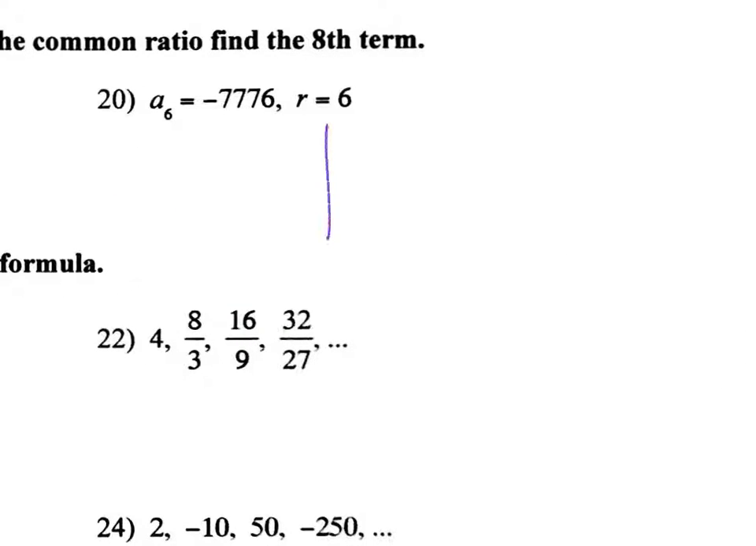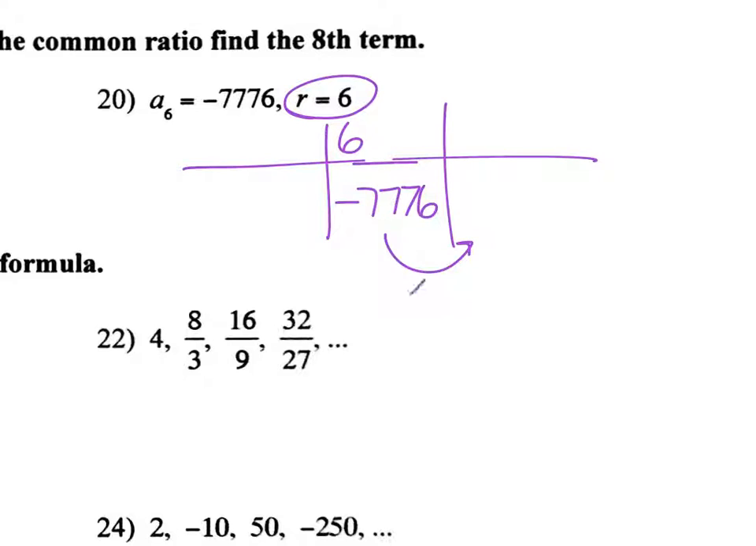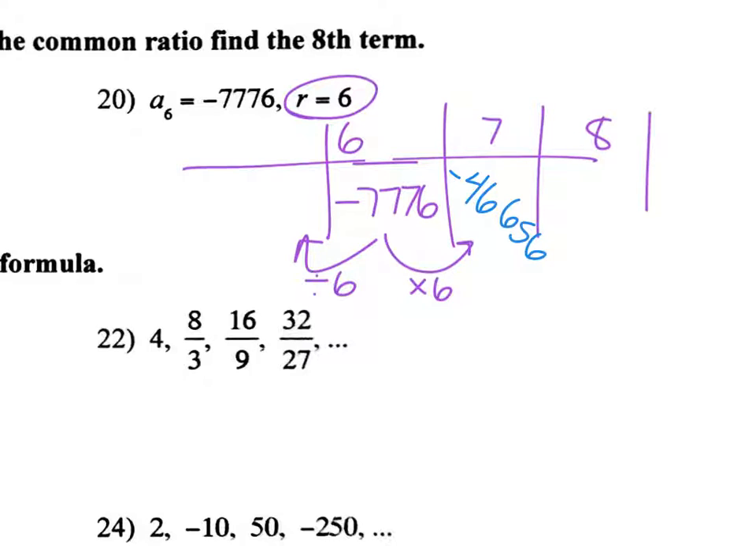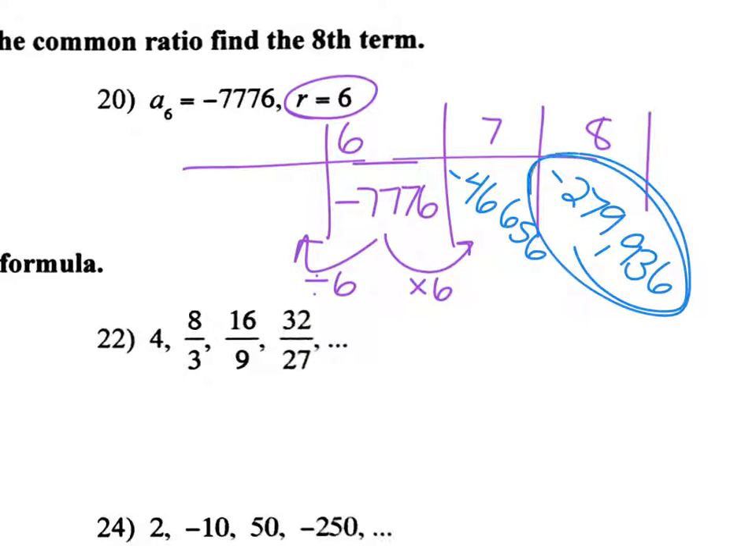All right, like we did in class today, I'm going to make my table again. My 6th term is -7776. To go forward, they're telling me my pattern is to multiply by 6, and going backwards, my pattern is divide. But since I need to find my 8th term, I'm going to have to go forward. And that is going to give me, we got some really big numbers going on, negative 46,656. If I do that again, I get negative 279,936. So there's my final answer.